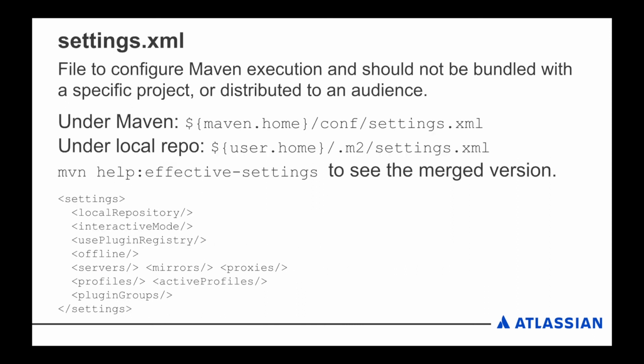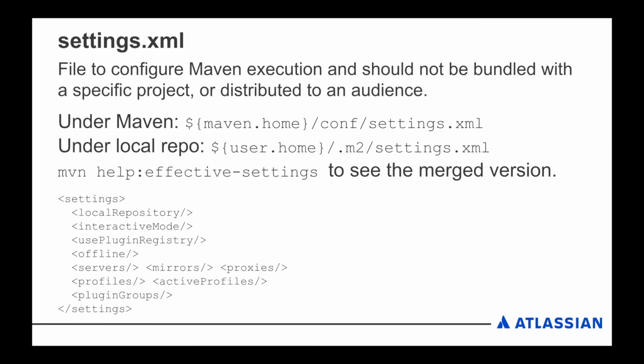The settings XML is the configuration file for Maven execution, and it should not be bundled with any project. There are two places to define the settings XML. One of them is under the Maven conf folder, and the other one is under the local repository of the user, which is the .m2 folder by default.